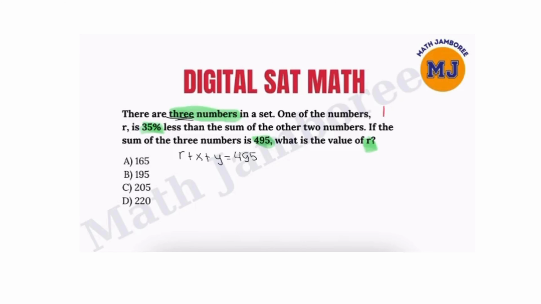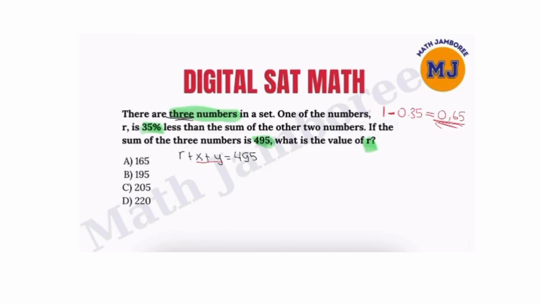I'll write this down here. So 1 minus 35%, which is 0.35. That equals, and on the digital SAT you can use your calculator, which is probably 0.65, but we can check anyway. Yeah, that's correct.